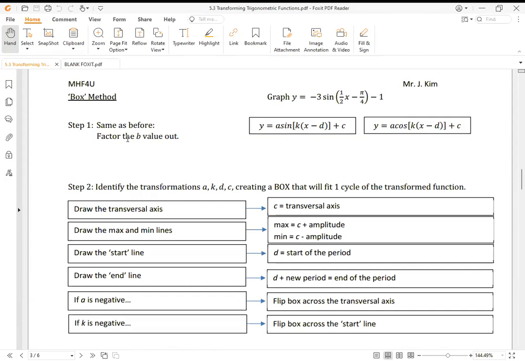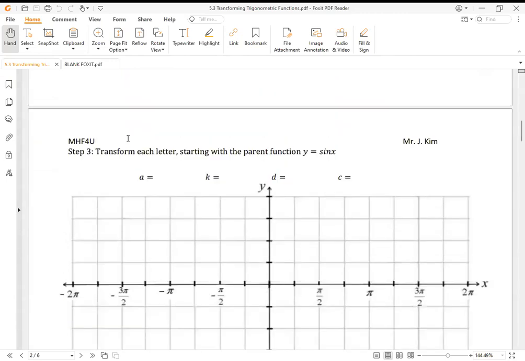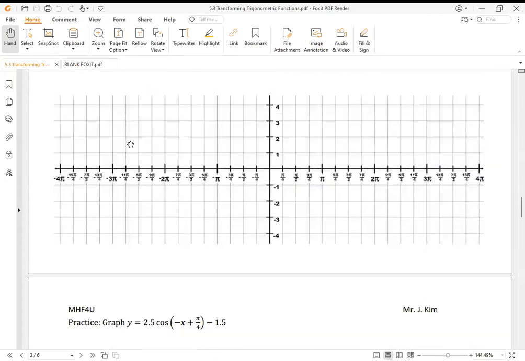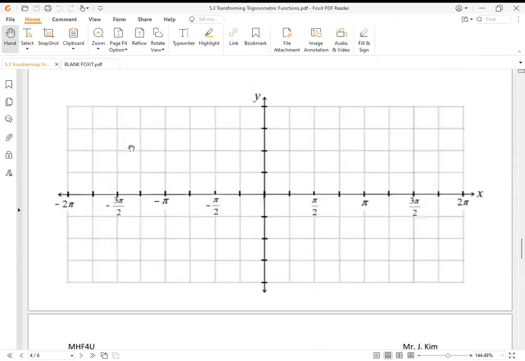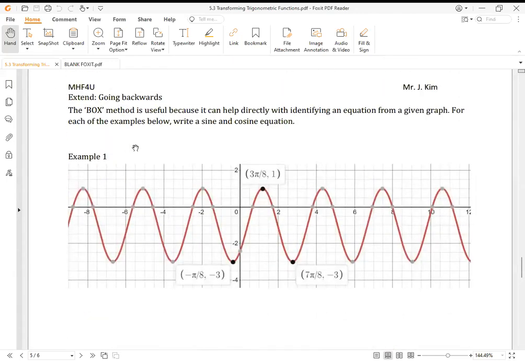But some of you might not want to learn something new. You're very comfortable with your normal AKDC step-by-step transformation. So it's up to you whether you want to adopt it or not. In either case, in both ways, you should be able to go in reverse. Like if I give you a graph, you should be able to figure out what the equation is. And I'll show you how we can do that.